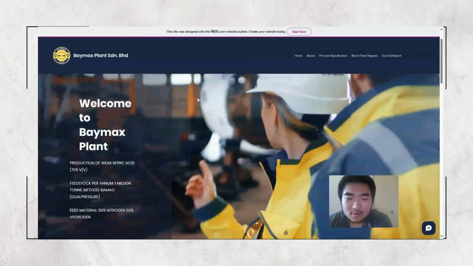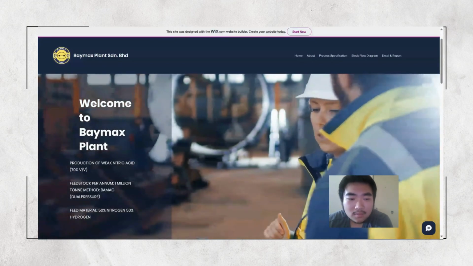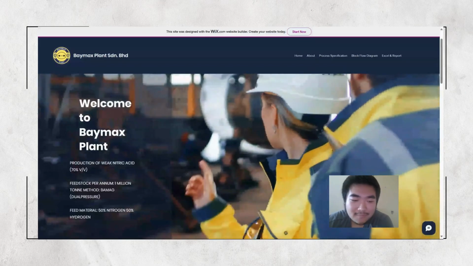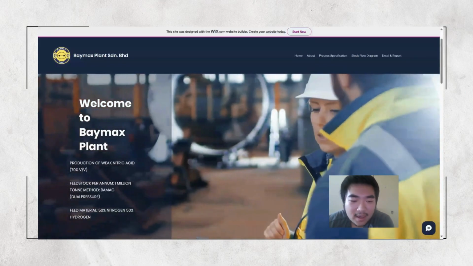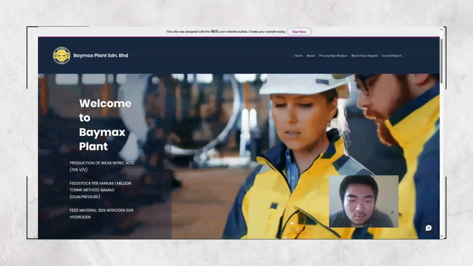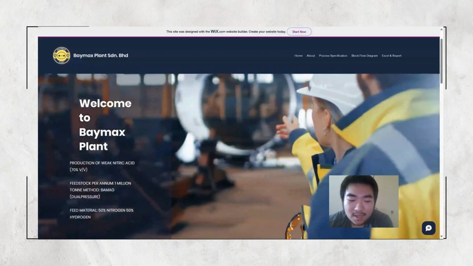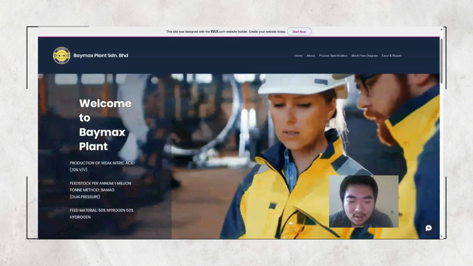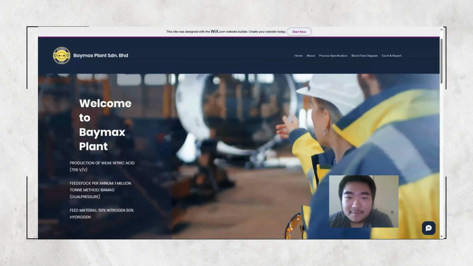Without any further ado, let's take a look at our production plan. Welcome to Baymax plant. The aim of our production plan is the production of nitric acid, 70% volume by volume total. Our feedstock per annum will be 1 million tons. The method of production in our plant will be the Baymax method, which is a dual pressure method. Our feed material will be 50% nitrogen and 50% hydrogen.